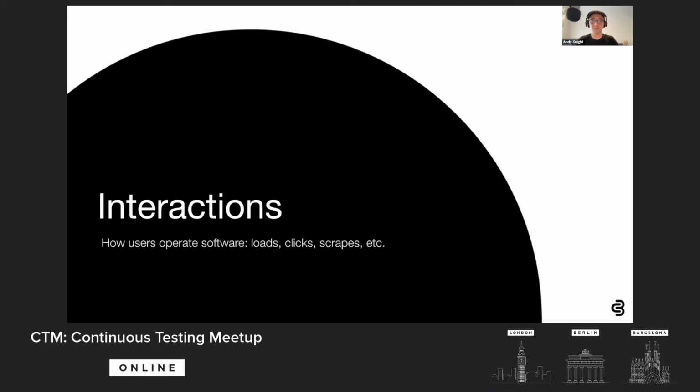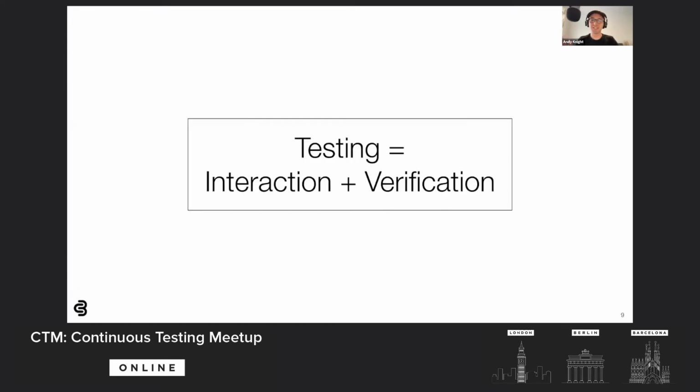Simply put, interactions are how users operate software. In this talk, I'll focus primarily on web UI interactions, like clicking buttons and scraping text. Interactions are indispensable to testing. The simplest way to define testing is interaction plus verification. That's it. You do something and you make sure it works. Think about any functional test case that you have ever written or executed. The test was really just a step-by-step procedure in which each step had interactions and verifications.